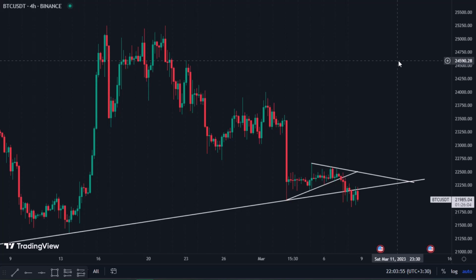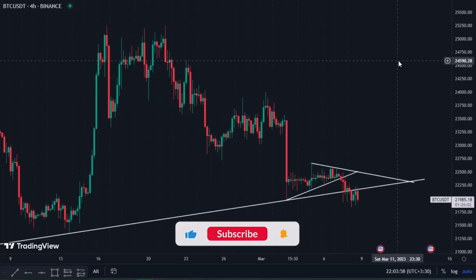Hey traders, welcome back. Here we are on the Bitcoin chart, 4-hour time frame. Then we're gonna analyze it and see what's going on.